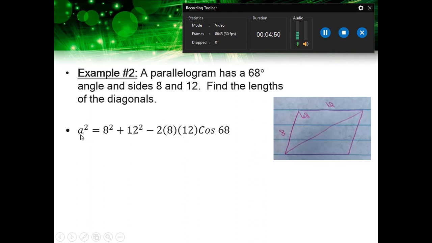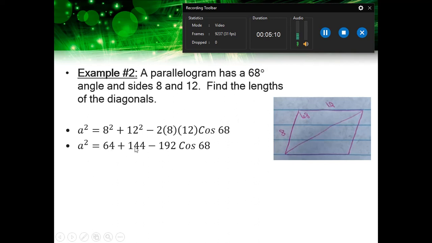So since that's missing and that's what I'm after, I'll start with A squared. But now I'm going to add in the 8 squared and the 12 squared. And you can see we're ending with cosine of 68, which is across from that missing side. So I'm going to go through and do some of the calculations.